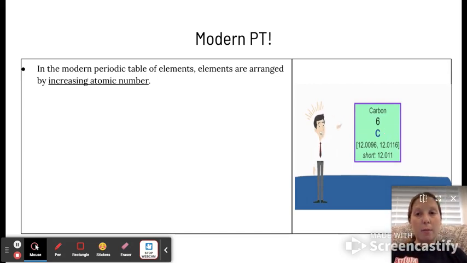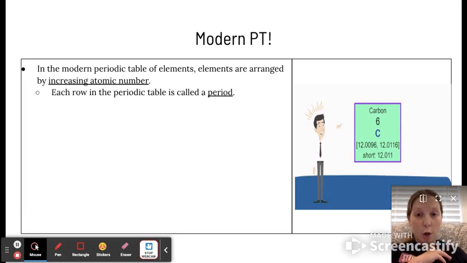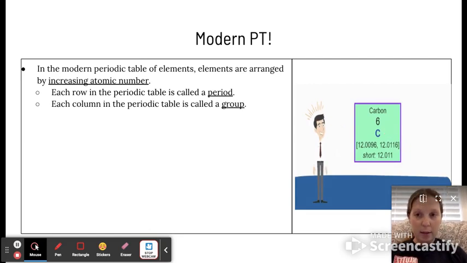So our modern periodic table, the one we currently have today, which was developed by a man named Moseley, arranged them in order of increasing atomic number, so increasing number of protons. Each row on the periodic table, so the rows are left to right, horizontal, those are called your periods. And then your columns are called groups or families, but I tend to refer to them as groups.